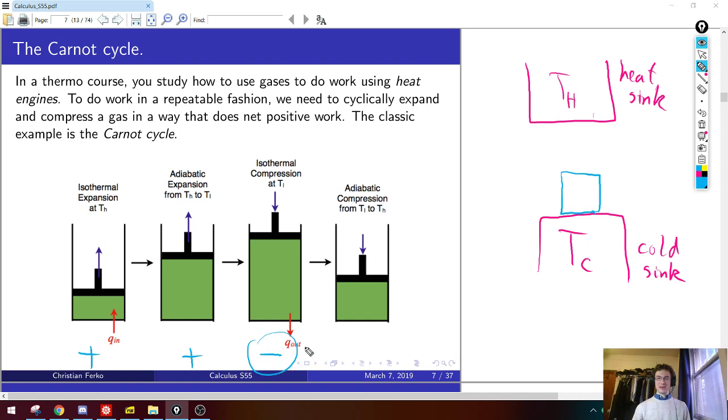So I'm putting a minus on here because we lose work here. I have to put work in to recompress and reset the gas. But the point is, as I'll show you later, I have to put in less work here precisely because it's at a colder temperature. So we'll see that. Then the final step is again an adiabatic compression.